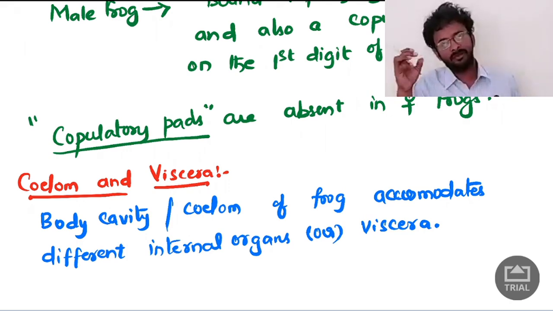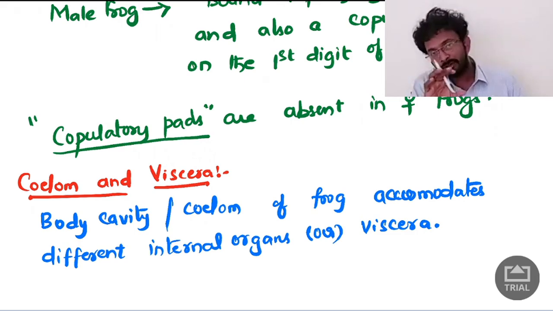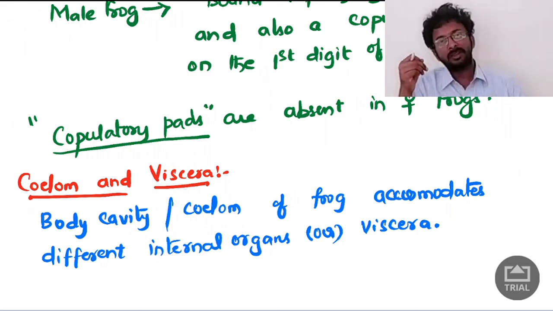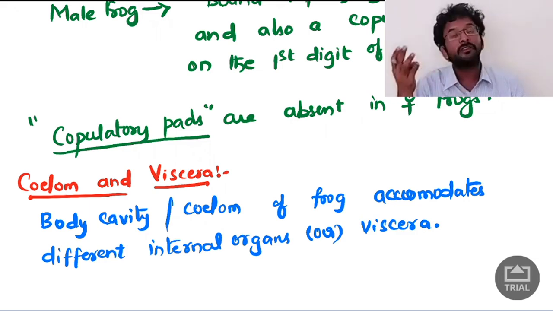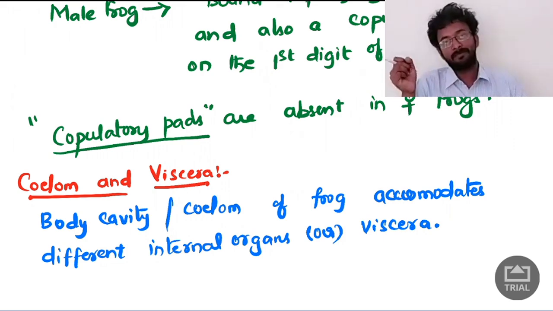Digestive system. It starts from the mouth and ends with an anus, but it is quite different. Small differences are there. Next, respiratory system. Human beings respire through lungs, but frogs respire through 3 different ways: buccopharyngeal, skin, and lungs. Excretory organs are kidneys. Nervous system is present. Reproductive system is present. It's all well developed.